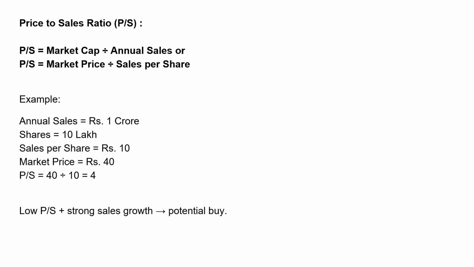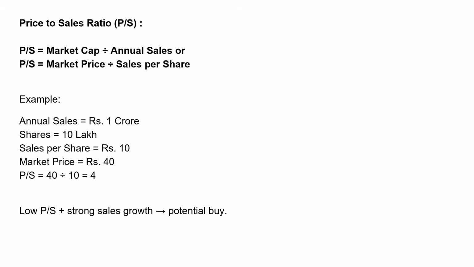Annual sales, let's say, for a company is 1 crore rupees, and the total number of shares out there in the market is, let's say, 10 lakh. So sales per share is found out as 10 rupees, and the market price of this share is, let's say, 40 rupees. So price to sales would be 40 divided by 10, that is 4. Very easy to find.